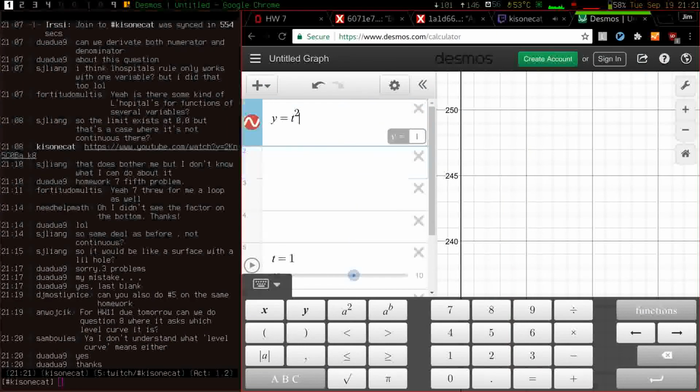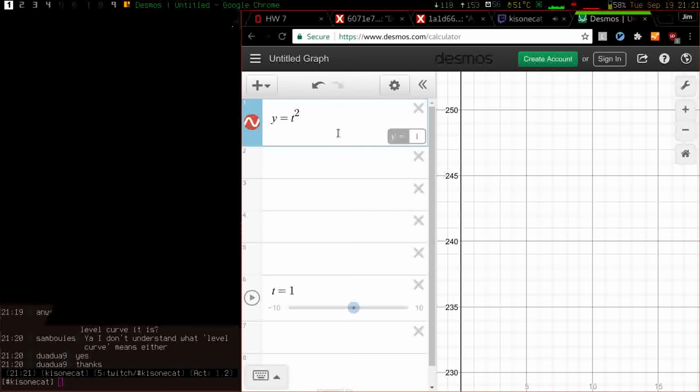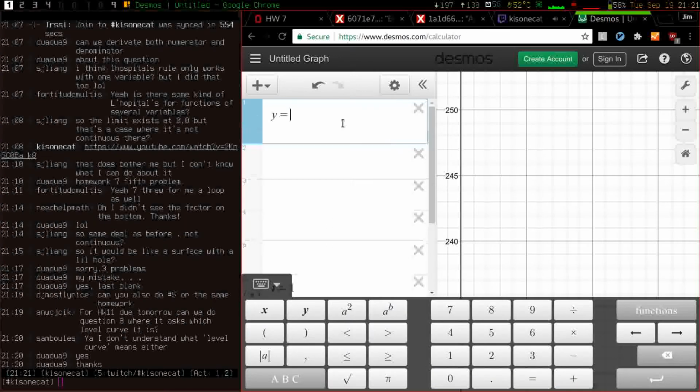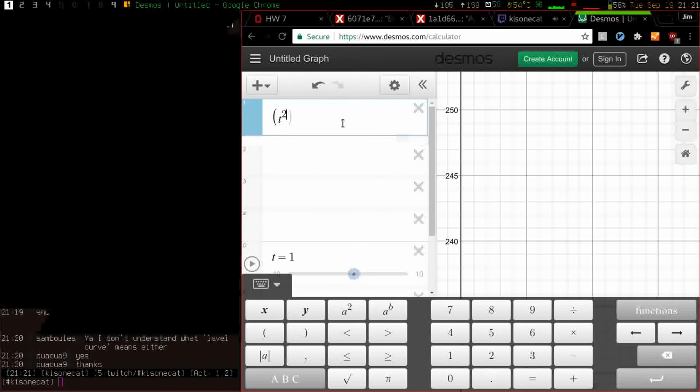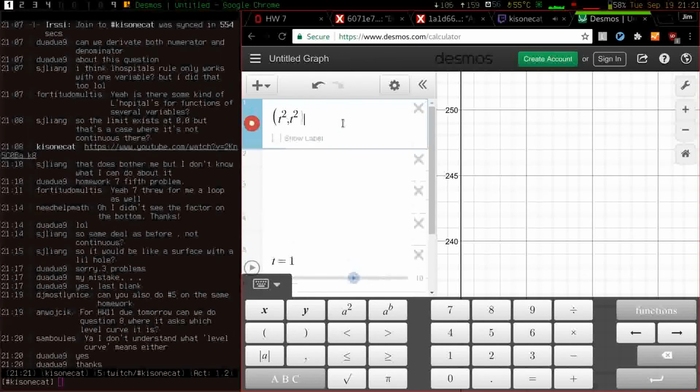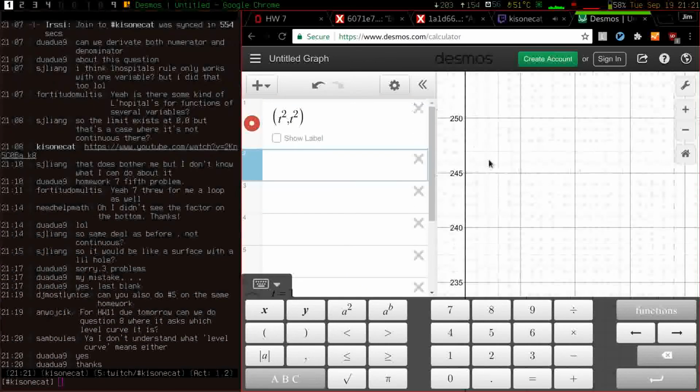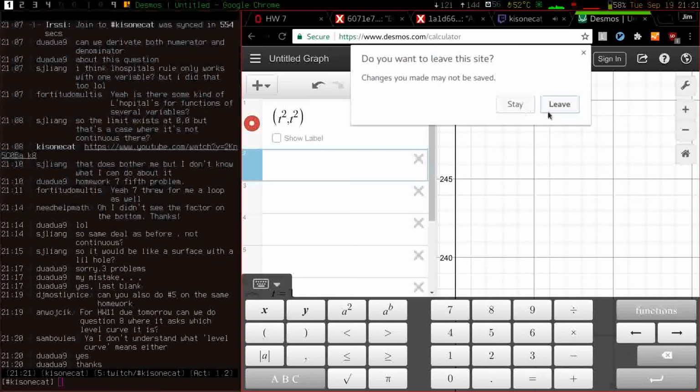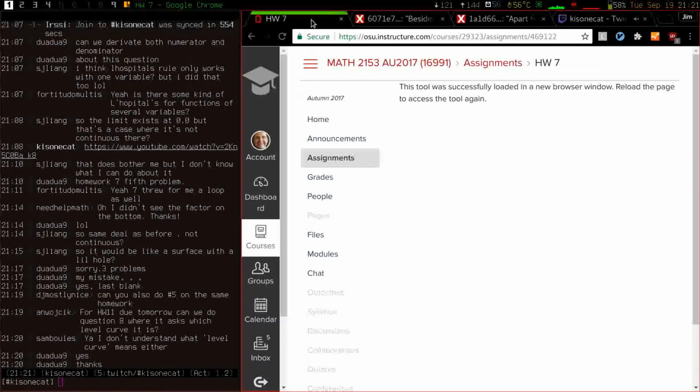Let's see, maybe a special case. Oh, maybe not. I don't know how I plot parametric functions in Desmos. See, I don't really use this Desmos thing. Maybe I can't plot parametric functions. Maybe I can. Does this plot a parametric function? No, not too much. Well, anyway. Oh, well, I'll leave that.